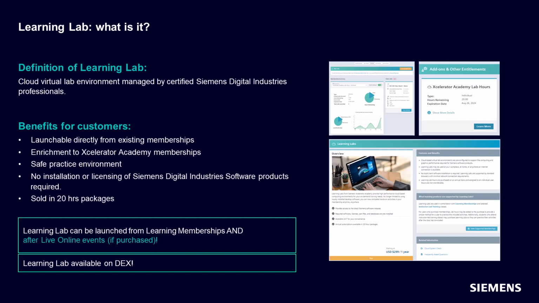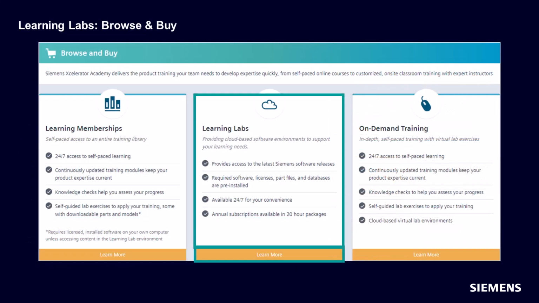Xcelerator Academy Labs can be launched directly from existing memberships or after instructor-led training events if purchased. They can be sold in 20 hours packages and are available on DEX. You can find an Xcelerator Academy Labs section in the Browse and Buy page of Xcelerator Academy portal.